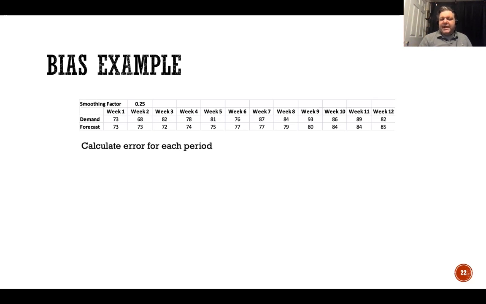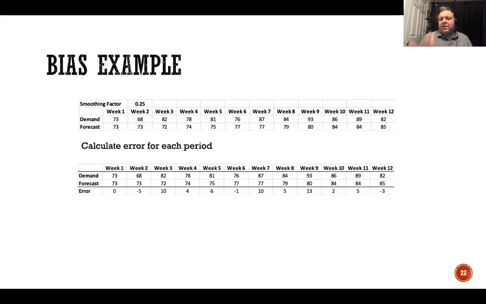So what I'm going to do is calculate the error for each period. In other words, how good am I at forecasting? What's my bias? And I'm asking the question in bias, am I typically under forecasting or over forecasting? Well, we know from our graph that we're typically under forecasting. So if you look at the demand minus the forecast, you can figure out for each week, here's what I'm looking at. So week 3, I under forecasted 82 minus 72 or 10 washing machines.